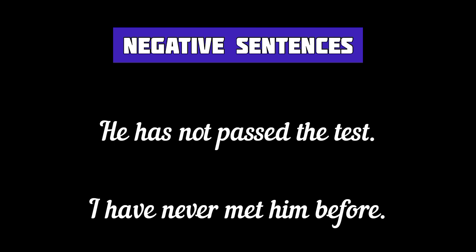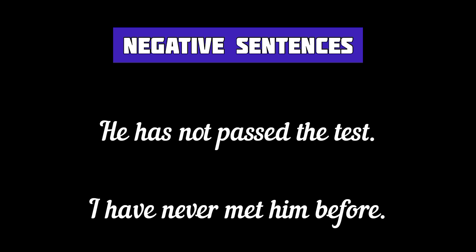And if the sentence is negative, not or never is placed in between the auxiliary verb have or has and the third form of the principal verb. For example, he has not passed the test. I have never met him before.